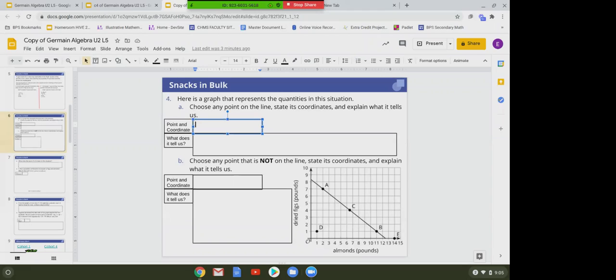2, 7. And what was the letter for that one? A. Oh, so it was A, and then in parentheses, you put 2, 7. X, Y, over 2 up to 7. Awesome job, Junior. And then for the 2 things that it tells us, looking at that first thing, the fact that it's on the line, what does that mean? Junior.